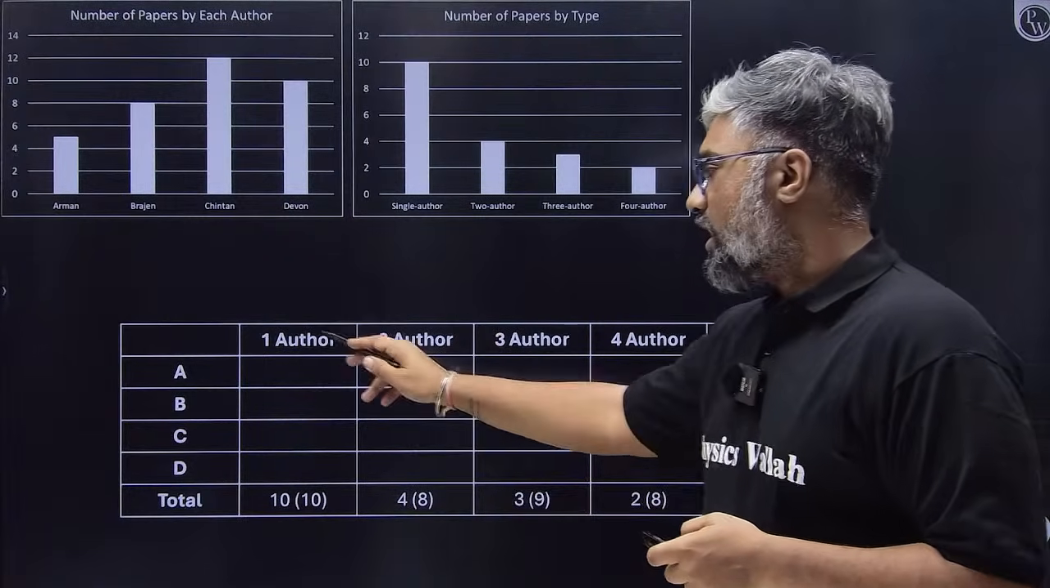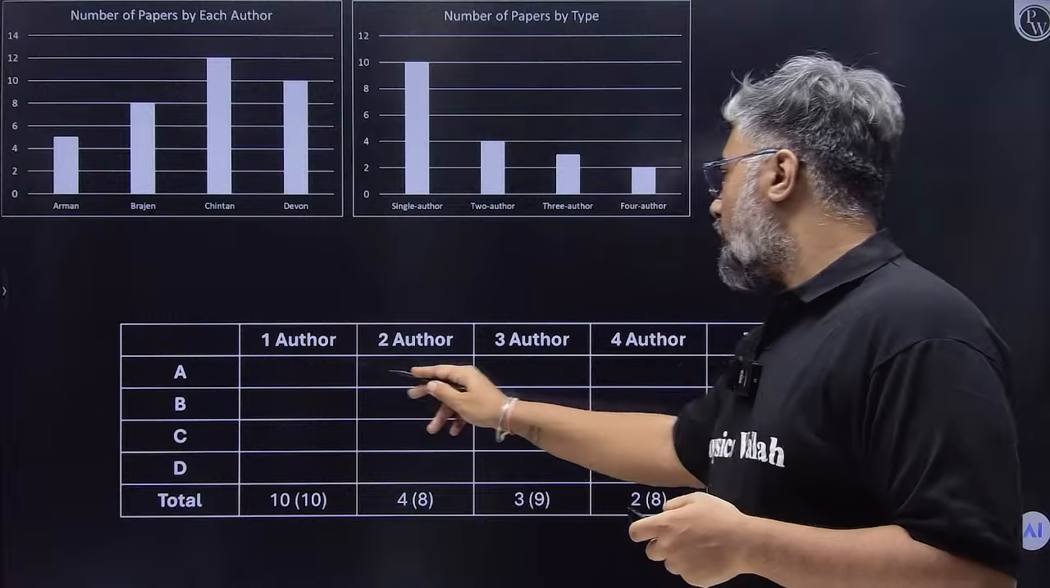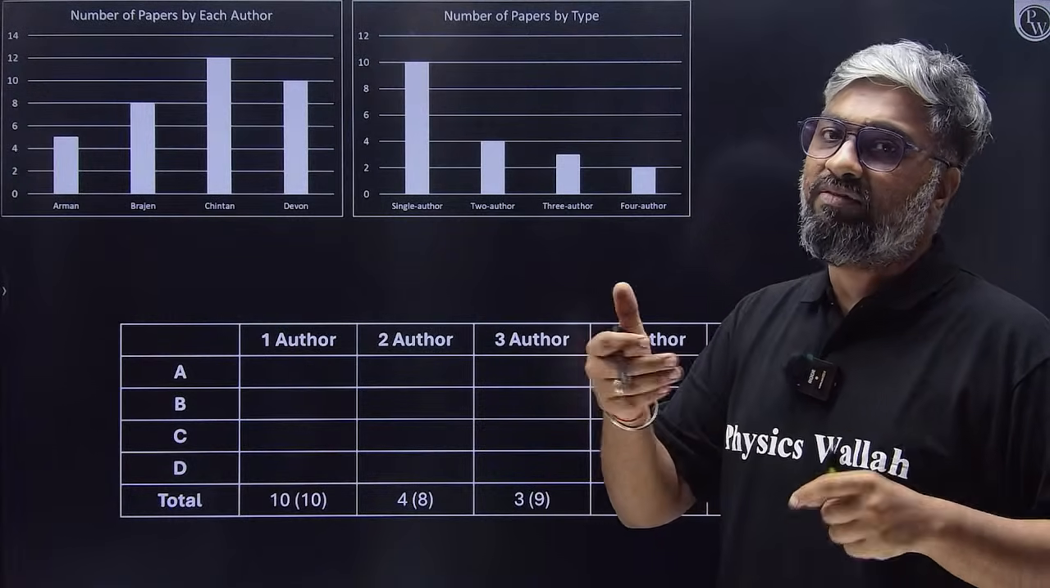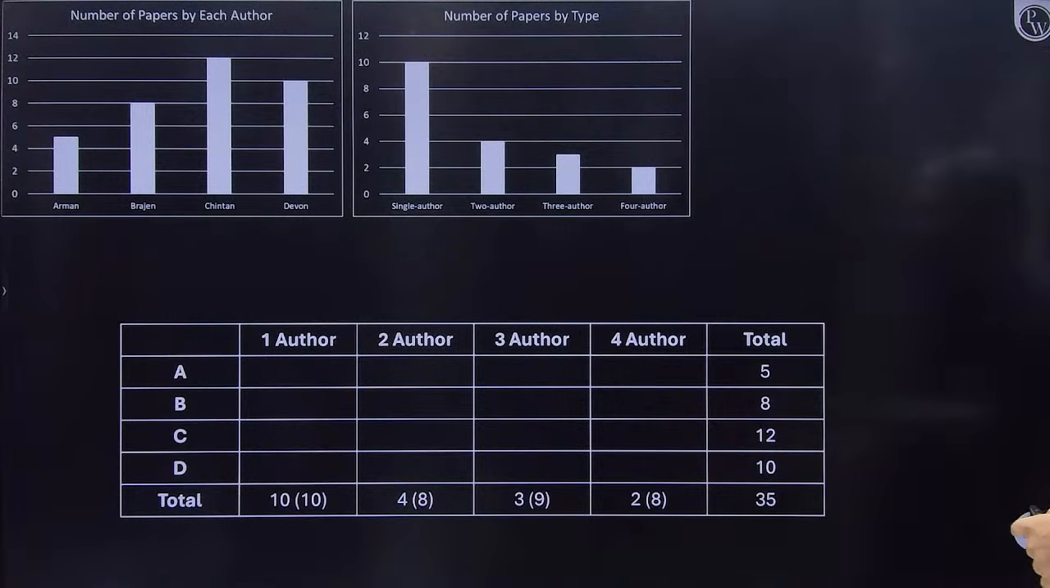So now since we have some conditions, we are going to use those conditions to fill up these cells. Okay. How many cells do I have? 4 into 4. 16 cells I have. I need to fill those up. Right? Shall we start? Let's go.